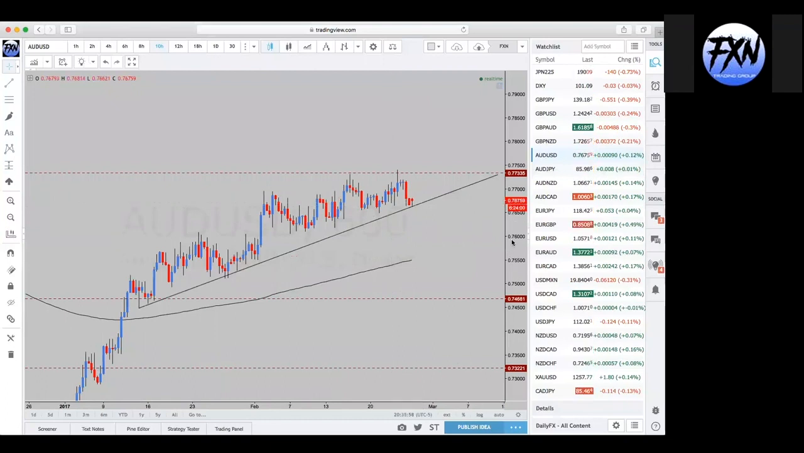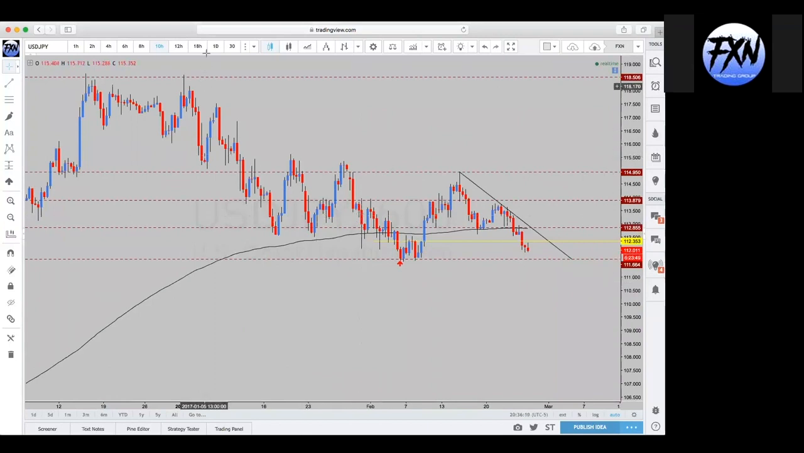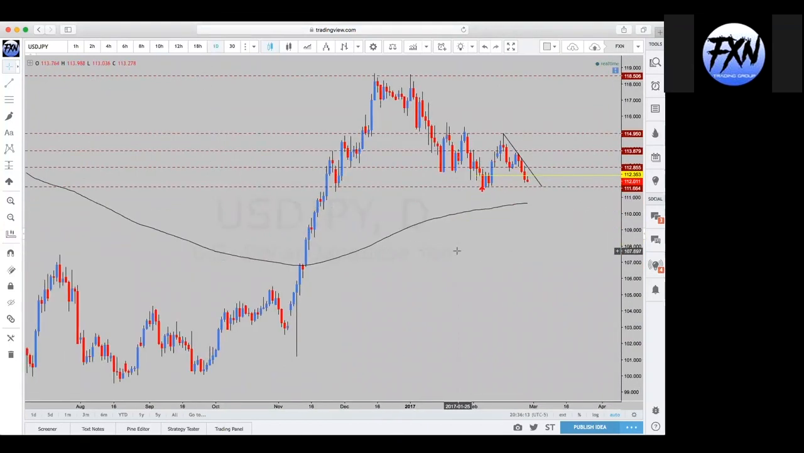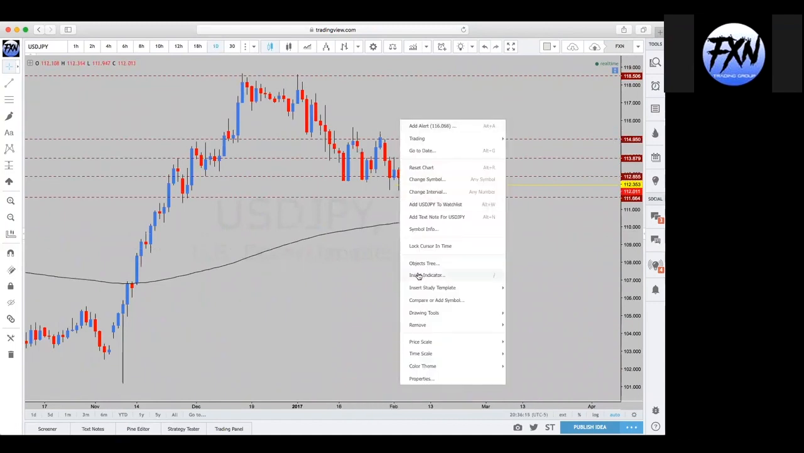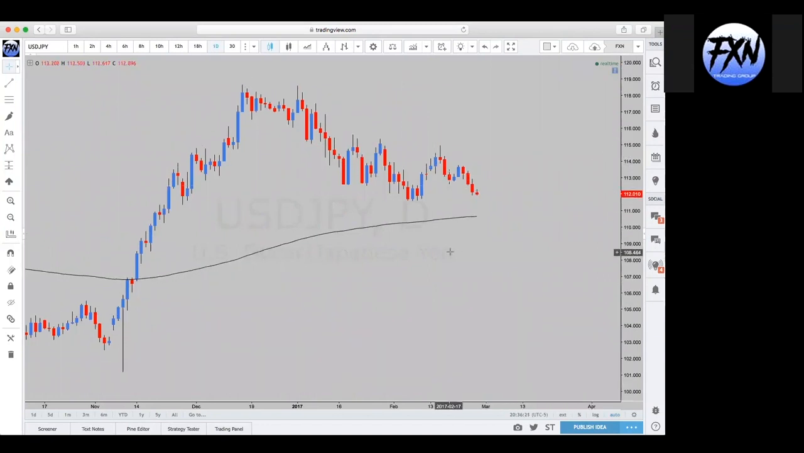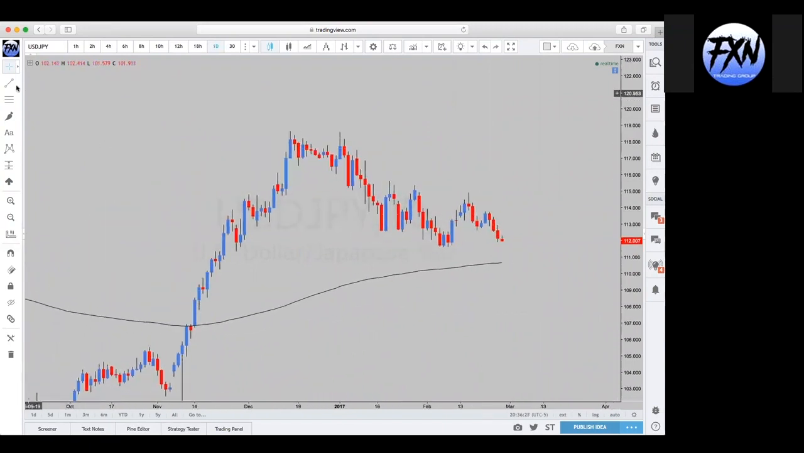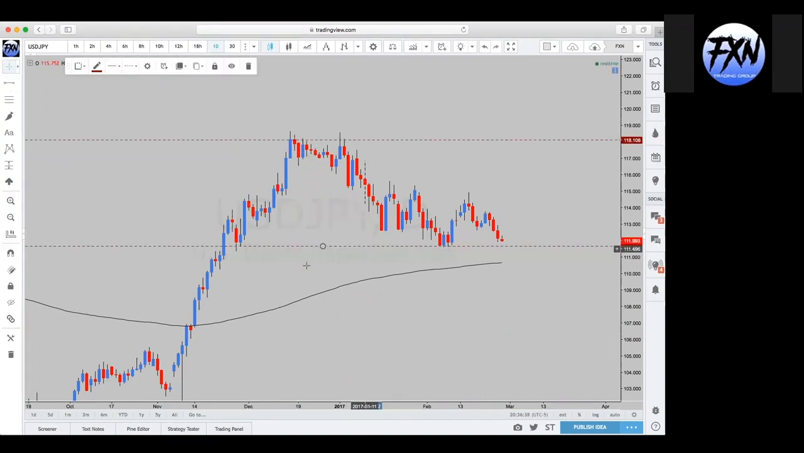Okay, let's go to USD/JPY, somebody said. All right, so let's get rid of everything here, and I am literally going to do the same process again. I'm just going to draw some quick support and resistance lines.